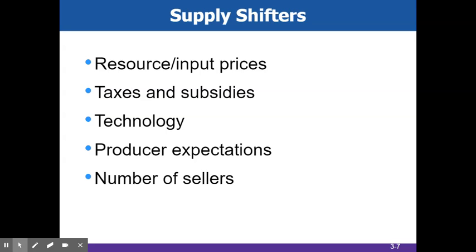And then producer expectations. What are producers expecting to happen in the market? If they have a positive forecast, you'll see prices go up. If they have a negative forecast, you'll see prices go down. The last one is the number of sellers. So this one's pretty common sense.